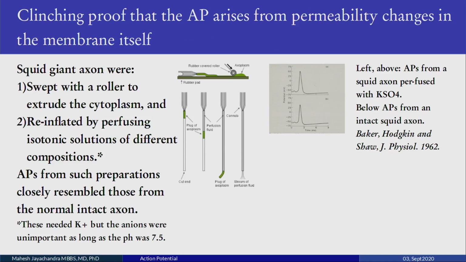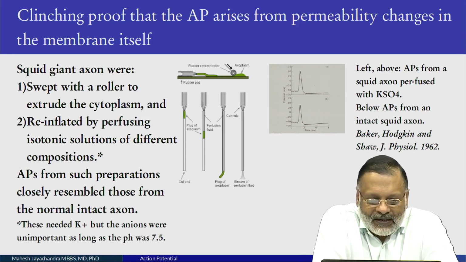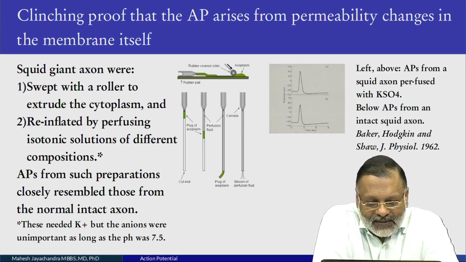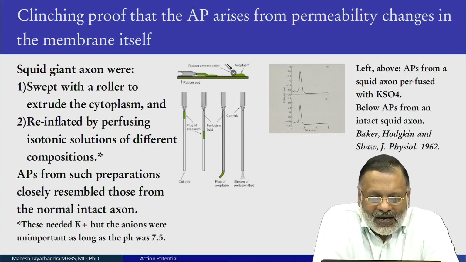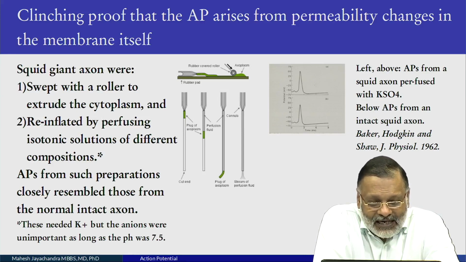So how did they prove it actually is from the membrane? Okay. This was referred to in an earlier lecture. You take the squid giant axon and use a small roller to roll out the cytoplasm inside, and then you reperfuse it with whatever solution you want. It has to be a potassium solution, but it doesn't really matter which one, as long as the pH is around 7.5.